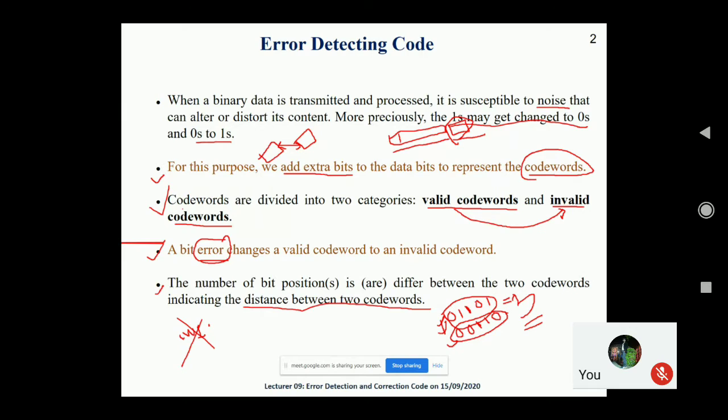But see here, in the fourth bit position, the first code word is 0 but the second code word is 1. So that means 1 plus 1, how many? 2. And if we go to the fifth bit position, here it is 1 and here it is 0. Earlier 1 plus 1 we got 2, and 2 plus 1 is 3. So here we are getting 3.